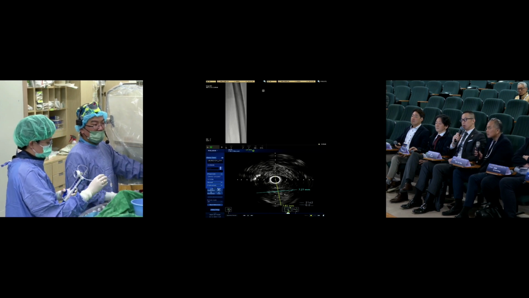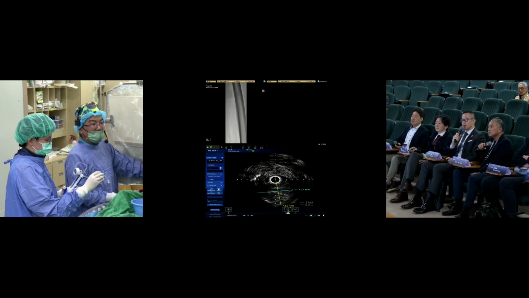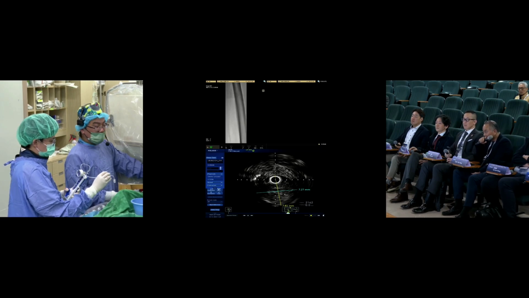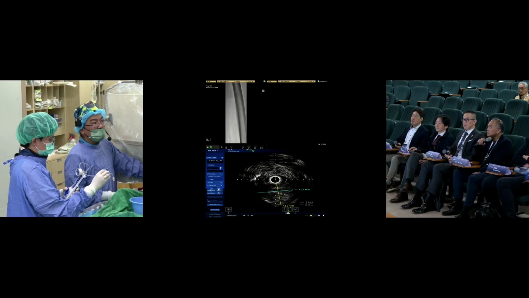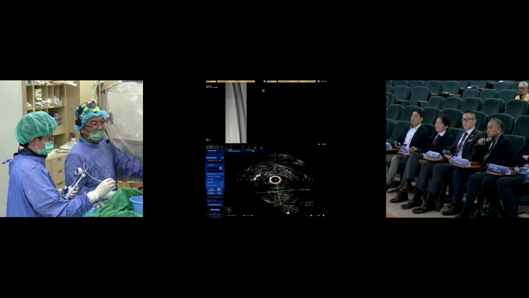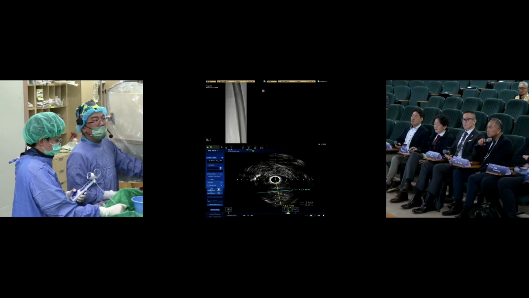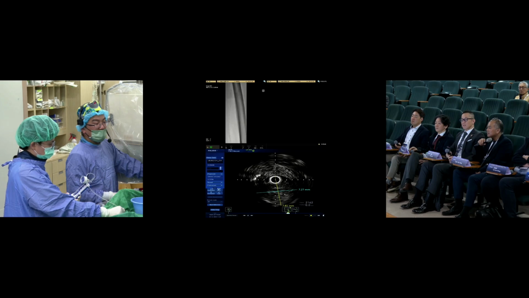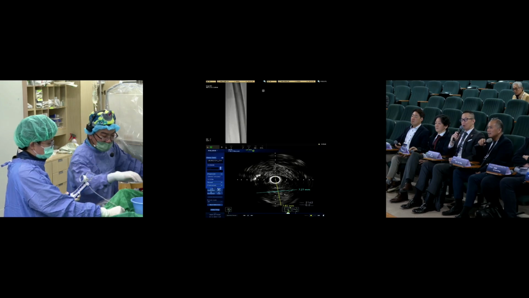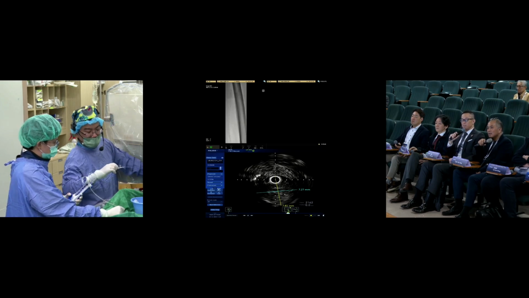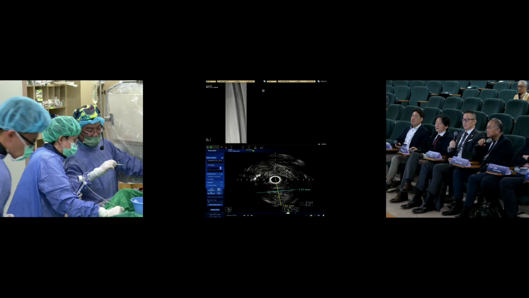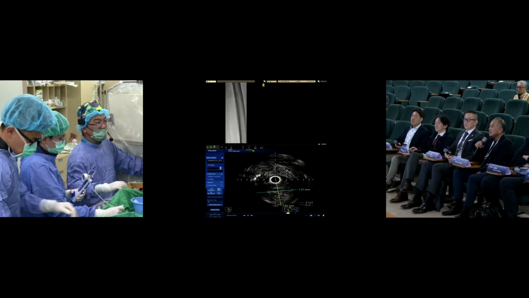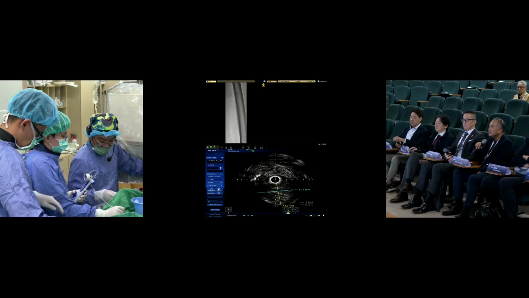Okay. What is the size of the balloon? Now we open with 6 millimeter first. Which brand? This is Sterling. Okay, 6 by 20 first.